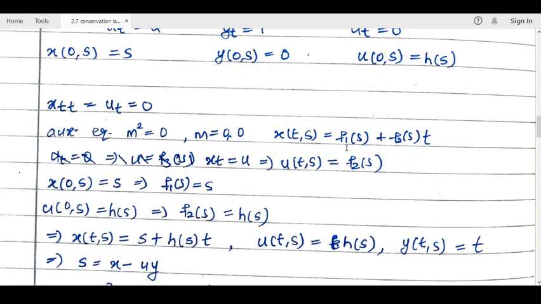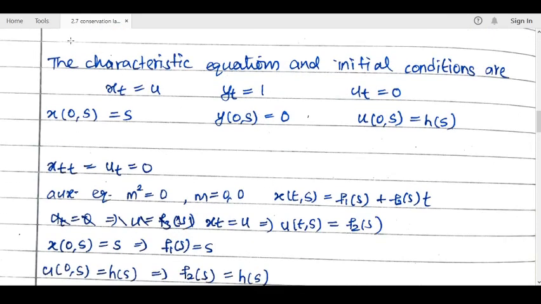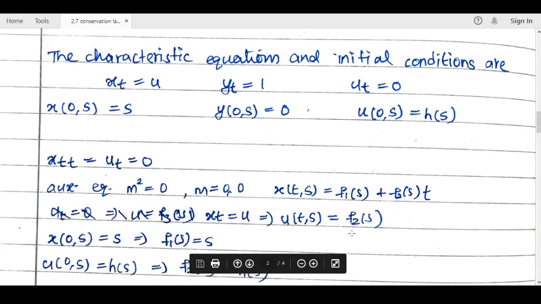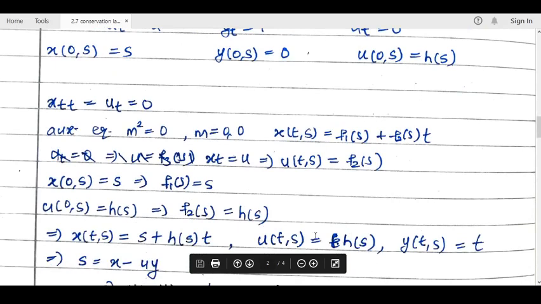Now from here I can find u. What is u here? u is x_t. So I got x, now I can find u. u is the derivative of x with respect to t. When I differentiate with respect to t, I get f2 of s. So u is f2 of s. Now apply the initial condition. x at 0 is equal to s. When I put t equal to 0, this term vanishes and I get f1 equal to s. So I have x equal to s plus f2 of s times t.